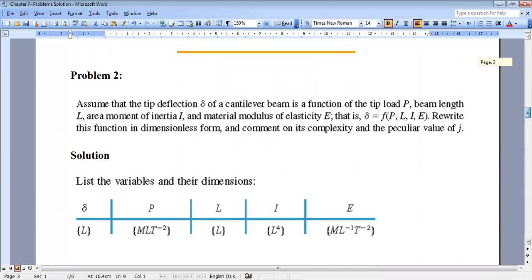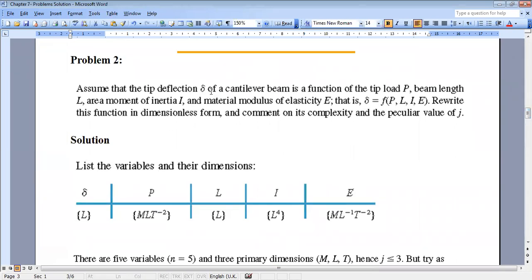Now the second problem: assume that the tip deflection of a beam is a function of the load P, the beam length, the area moment of inertia, and the material modulus of elasticity. So the total relation is as follows. Delta is a function of P, L, I, and E. Now, rewrite this function in dimensionless form and comment on its complexity in order to find G. Okay. So first, as usual, the first step, I count my variables. Okay?